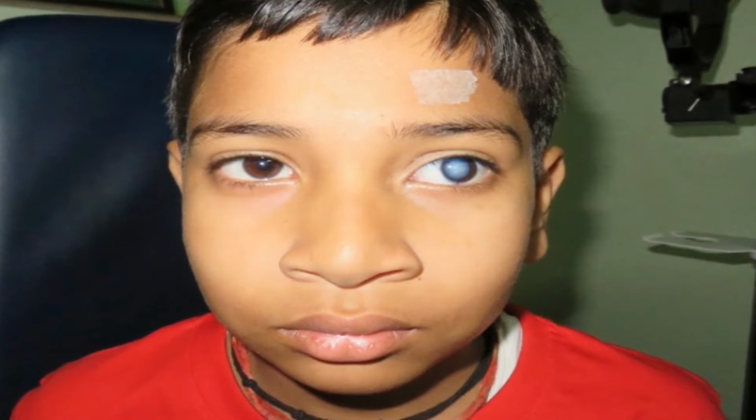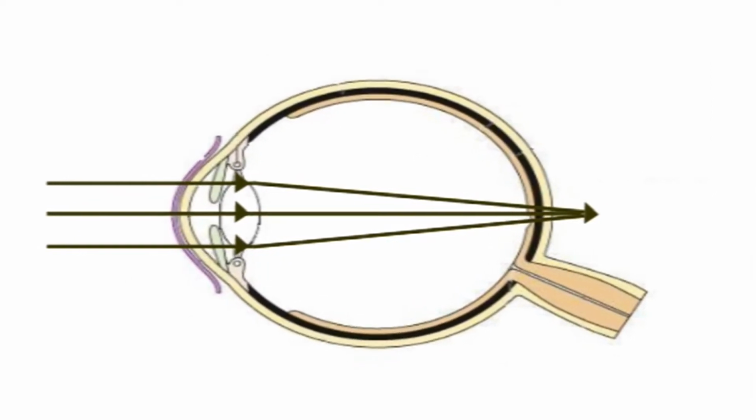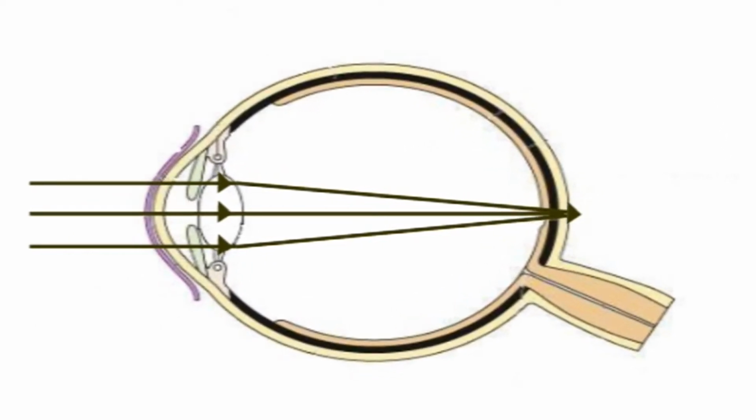Many children who are born with this defect may not notice it until it becomes severe. Some of them outgrow hyperopia in the sense that the eyeball grows to a normal size, thereby eliminating the problem.